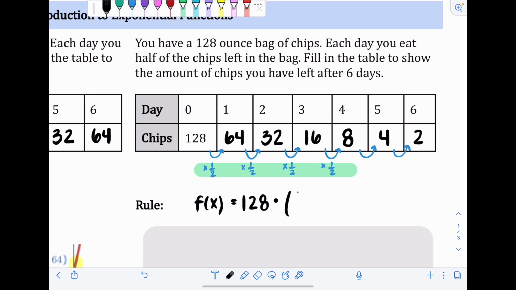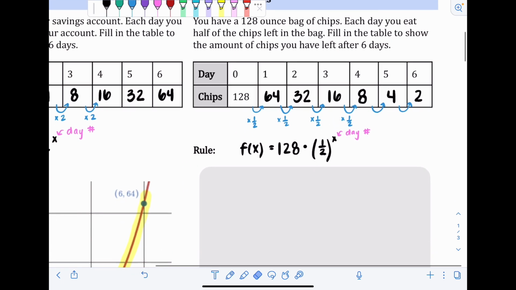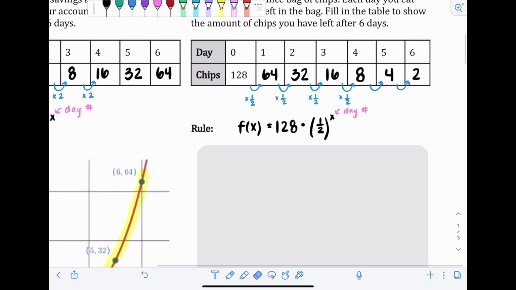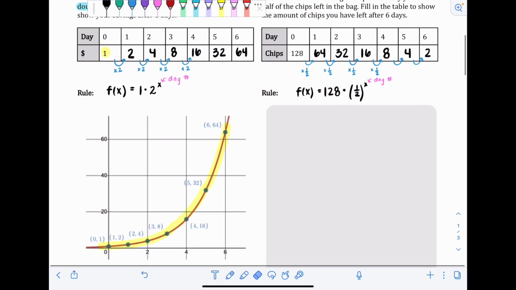So times 1/2 to the x power, and then same thing here, the number of 1/2s that we are multiplying matches the day number. So I'm just going to add a little arrow that says that x represents the day number. And then if we were to look at a graph of this, it shouldn't be growing really quickly because each day we're eating less and less chips. So it should be decreasing pretty quickly.